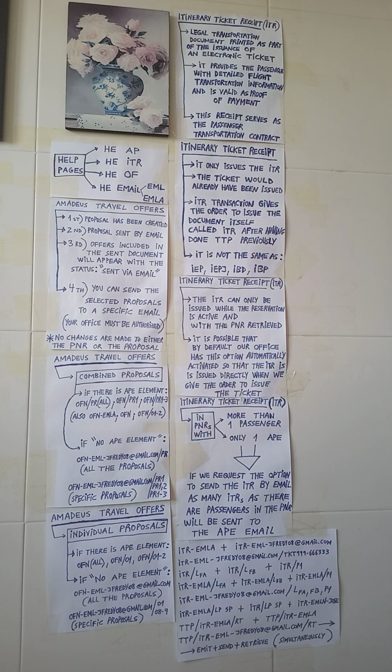The following transactions, these 3, 1, 2, and 3, allow you to send the ITR document explained in the previous 3 transactions to the email address that appears by default in the APE segment of the PNR.